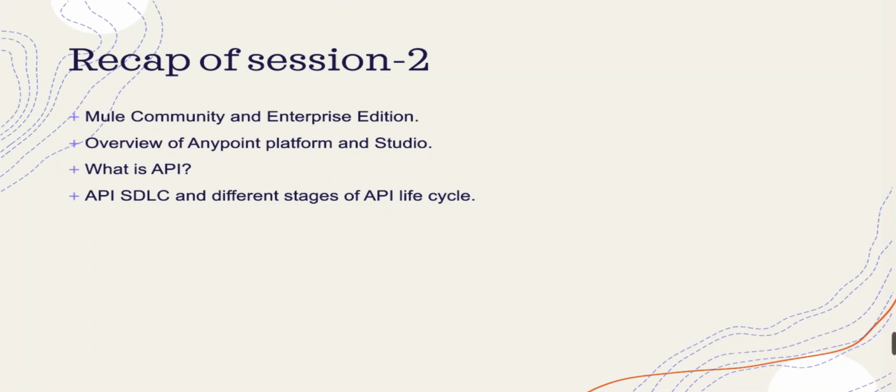In session 2, we discussed the Mule Community and Enterprise editions, an overview of the Anypoint Platform and Anypoint Studio, and what an API is. You saw yesterday the different stages of the API lifecycle. Please go through them, as those are important points for interviews. They will actually ask questions about them in interviews. You need to understand all of these things thoroughly. Now we can continue with our session 3.